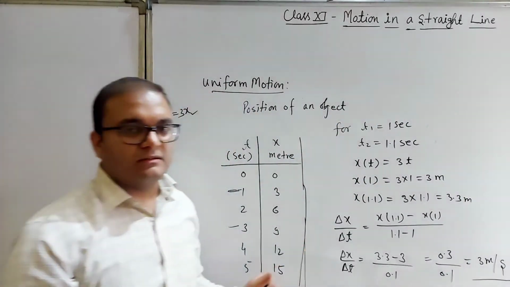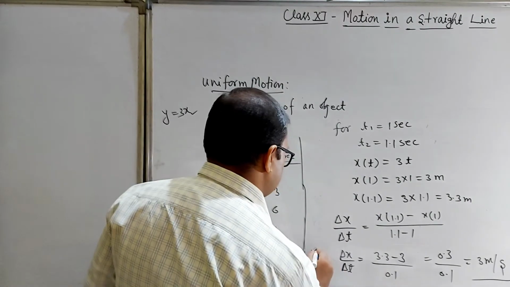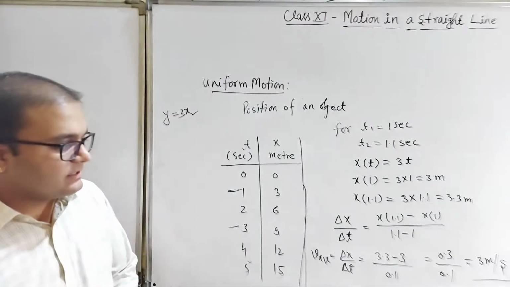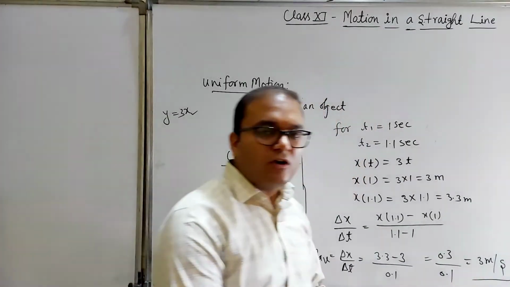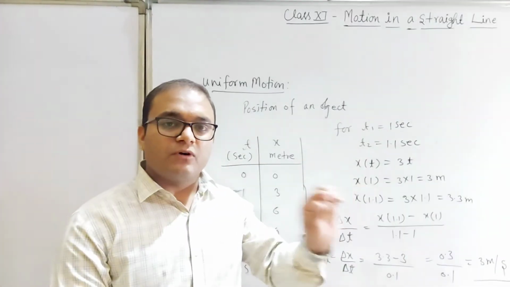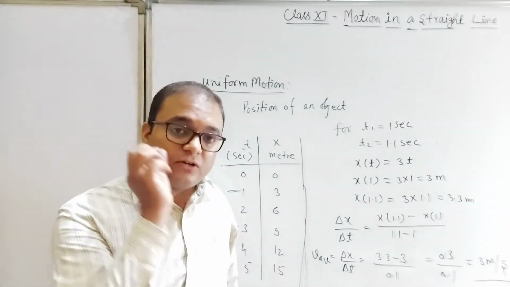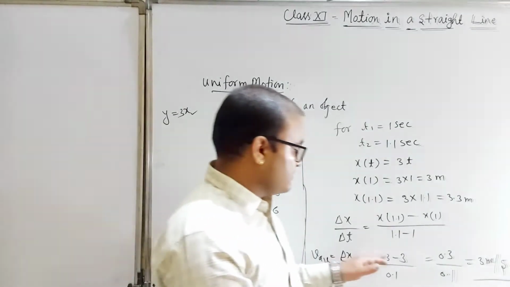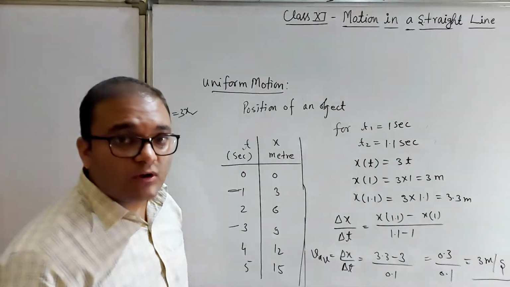So what is the meaning? The meaning is that delta x upon delta t means average speed. We know this average speed of the object is constant for a very short interval of time, means throughout the motion, for each microsecond, nanosecond, the speed of the object should be constant. It should not depend on time. So that's why speed is always constant, 3 meter per second. So that's why it is a uniform motion.